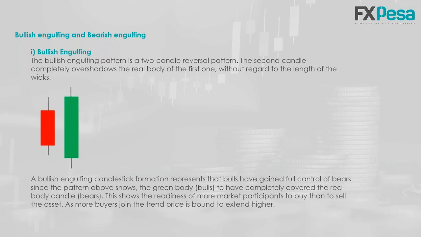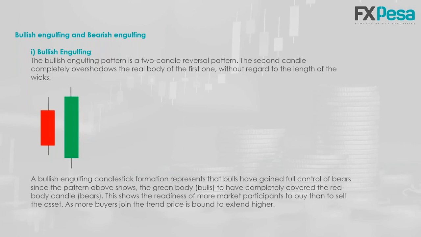A bullish engulfing candlestick gives you a signal that you might be getting an opportunity to buy. It's a two candle reversal pattern, right? And the second candle completely overshadows the real body of the first one. This is like the opposite of the inside bar, if you can see it on the chart there. It doesn't matter the length of the wicks. Here we're talking about the body.